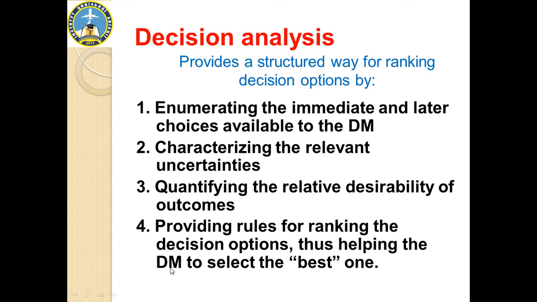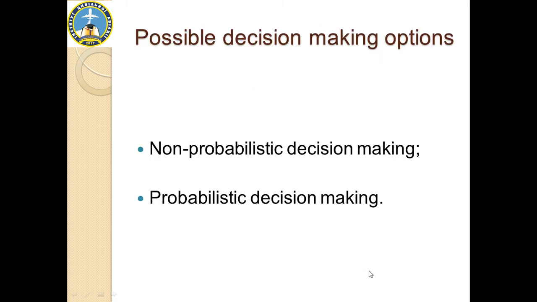We have different approaches. First, non-probabilistic decision making, when we don't know probabilities regarding the different states of nature. Or we can switch to a probabilistic decision-making procedure when we know the probabilities with which nature will turn to one of its states.